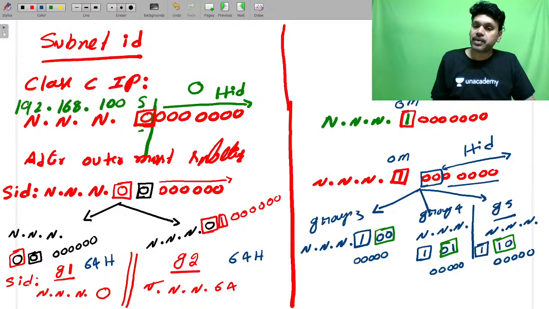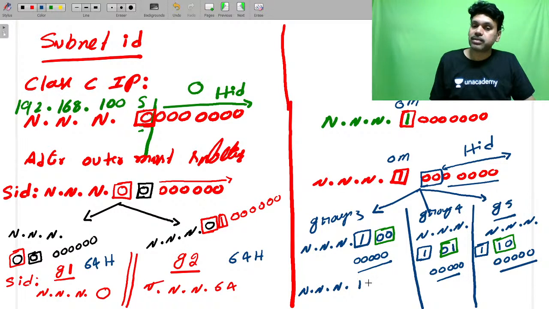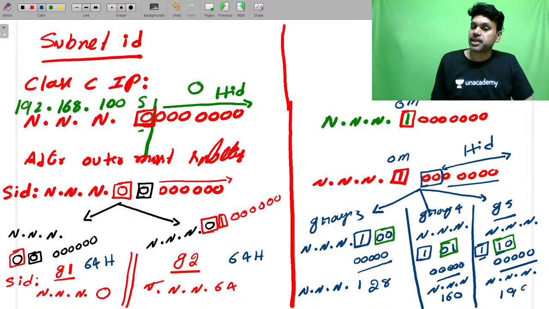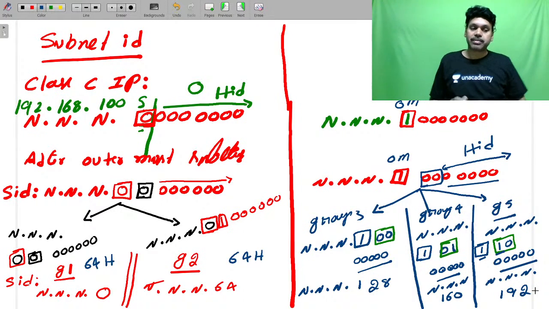So you got your answers. So 32 HIDs you got, 32 HIDs you got, 32 HIDs you got. So triple N dot, what is the value? 128. Triple N dot, what is the value? 128 plus, what is this value? 1, 2, 4, 8, 16, 32 plus 128, 160. N dot N dot N dot, what is the value? 128 plus 64, it is 192. Stop it. So you got your answer.